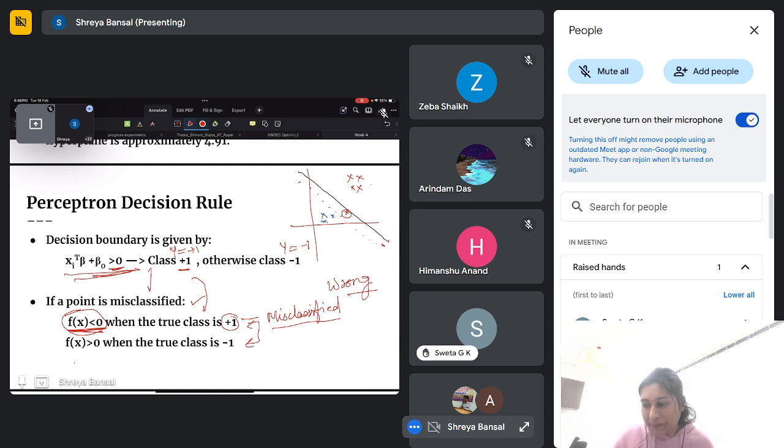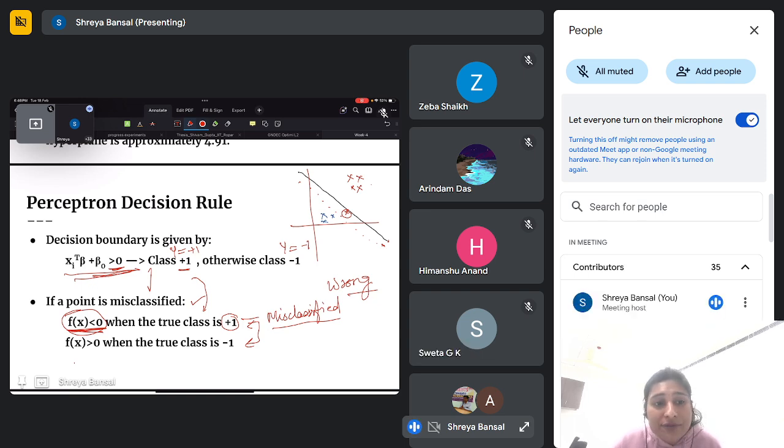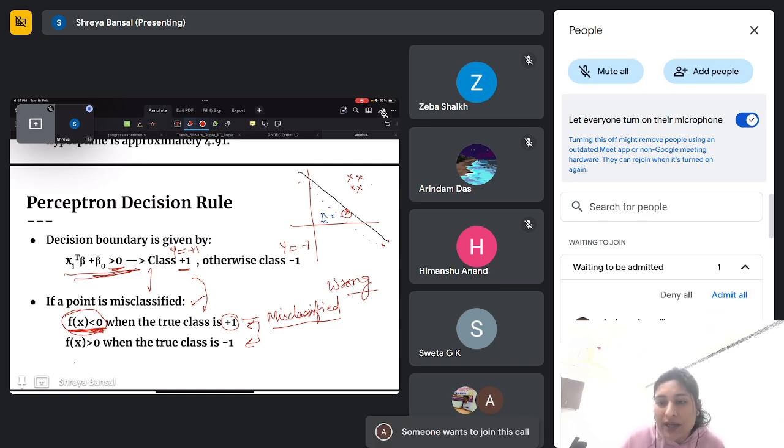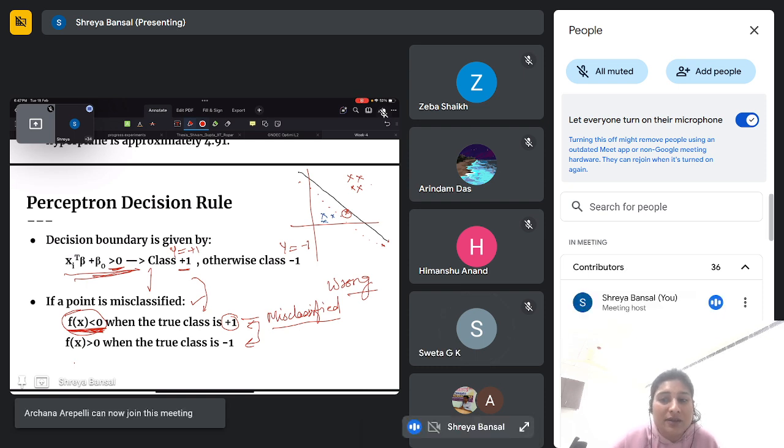Ma'am, will the question specify whether it is misclassified or not? Actually, you can figure it out. You know, this perceptron learning is supervised learning, so you know the ground truth, and after getting the value from the function, you know the value. So if it is not correctly classified, you will know it. Let's say you are getting a negative value from the function and your class is positive, then obviously you can say this point is not correctly classified by my function.